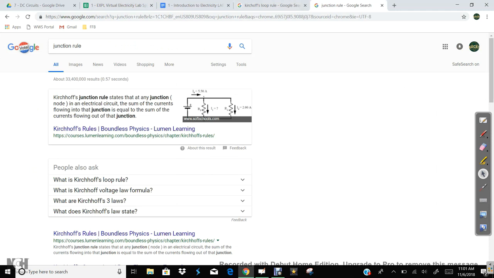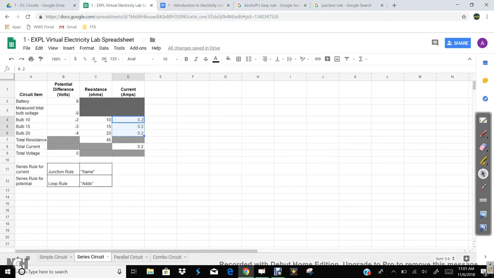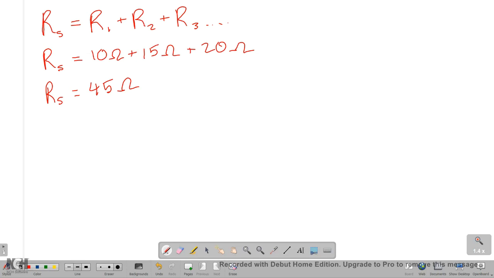So Kirchhoff's junction rule states that at any junction or node in an electrical circuit, the sum of the currents flowing into that junction must be equal to the sum of the currents flowing out of that junction. So with a series circuit, the current only has one path to travel through. In fact, let me go back over here to the board, and I'll draw this out for you. So if you have a battery and a circuit, and here's a light bulb, and here's a light bulb, comes around here, and here's a light bulb.